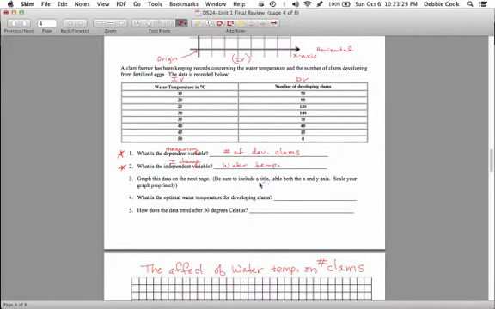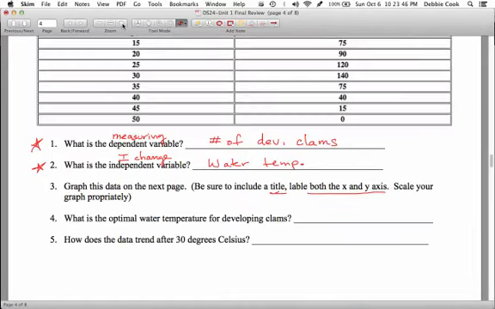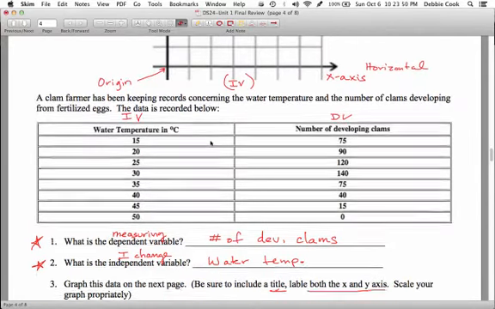So I've already done my title. I've labeled both my X and my Y axis. The next thing I need to do is scale the graph. So I have to figure out how am I actually going to scale my graph. Well, before I do that, I need to ask myself, am I making a bar graph or am I making a line graph? And remember, whenever we talk about a bar graph versus a line graph, really quickly, let me zoom in so we can write this information down.